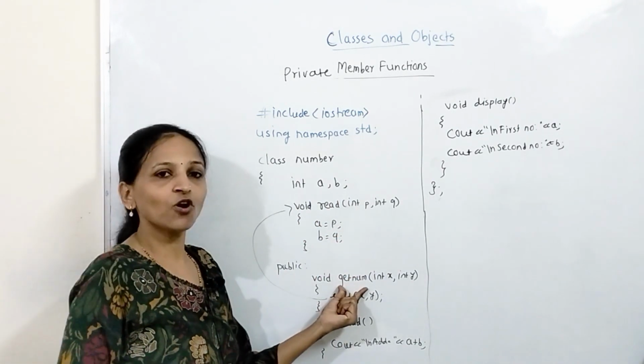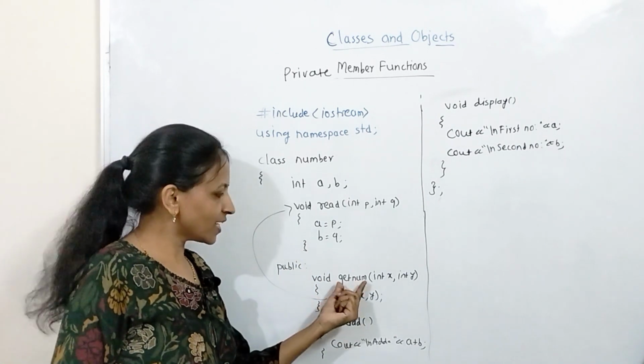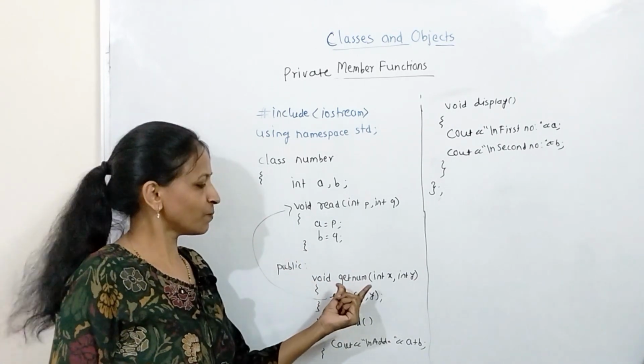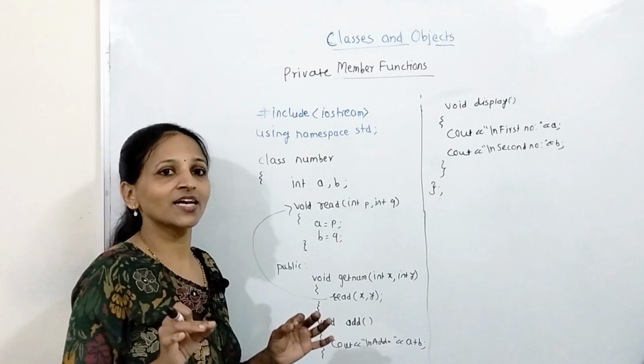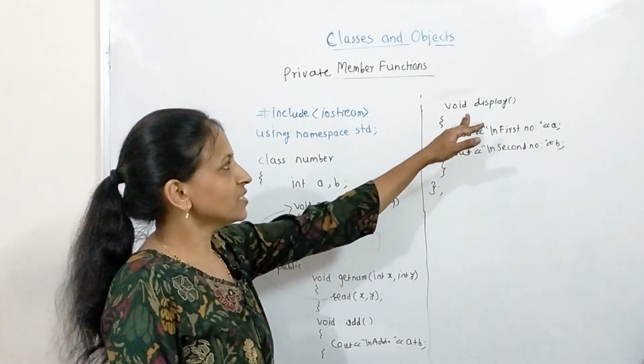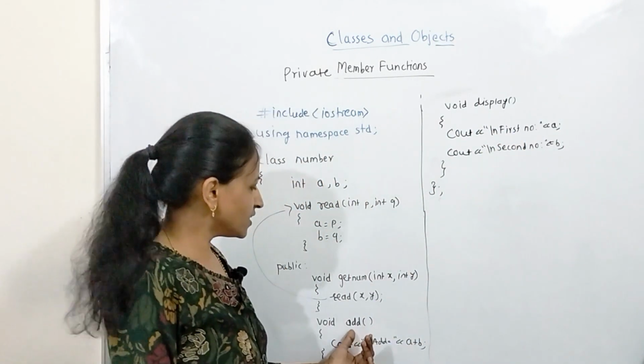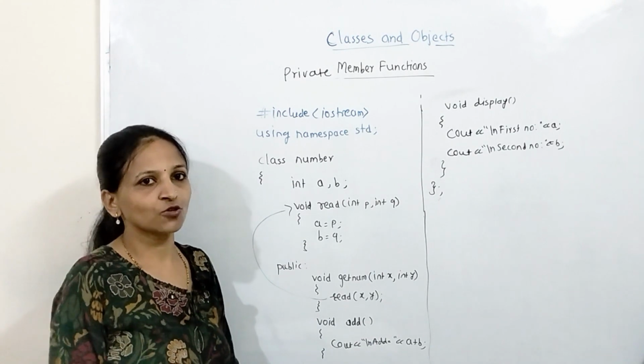That's why whenever we call getnum, automatically this read function will be called, and this getnum is written inside the public section. Whatever public members of a class, you can directly access outside the class, no problem will be there. And in this display function I am just displaying the first number and second number. In this add function I am just displaying the addition of those two numbers.